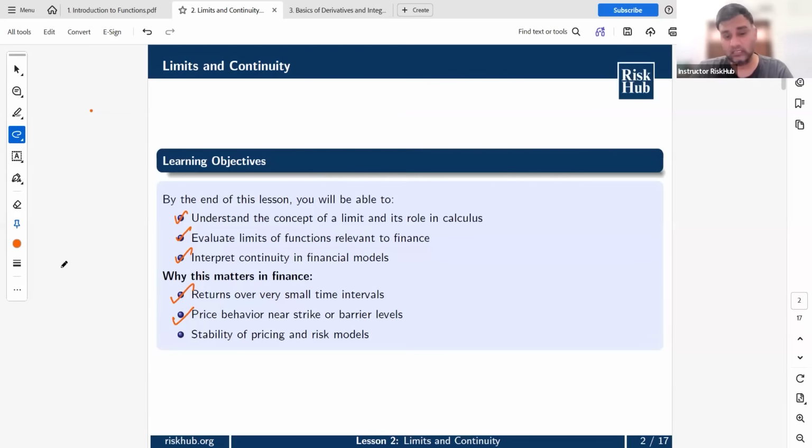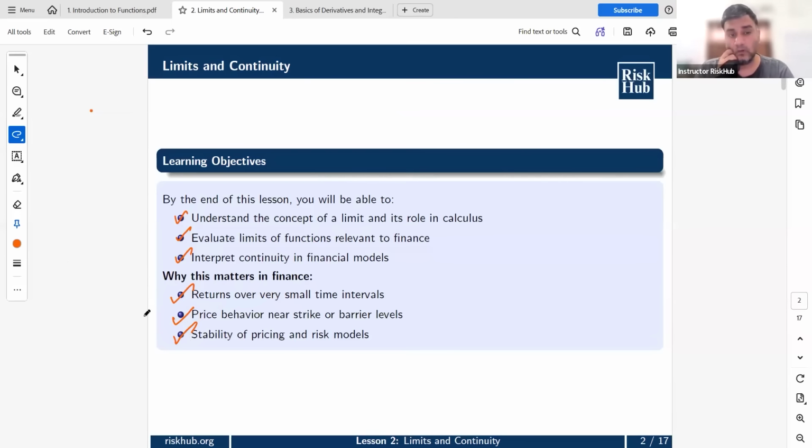This later becomes your delta, this later becomes your gamma, and we need to look at the stability of your pricing model. What is the stability of the pricing model? A good financial model must behave smoothly. If a model jumps suddenly, it becomes unreliable. Limits and continuity ensure models are stable.